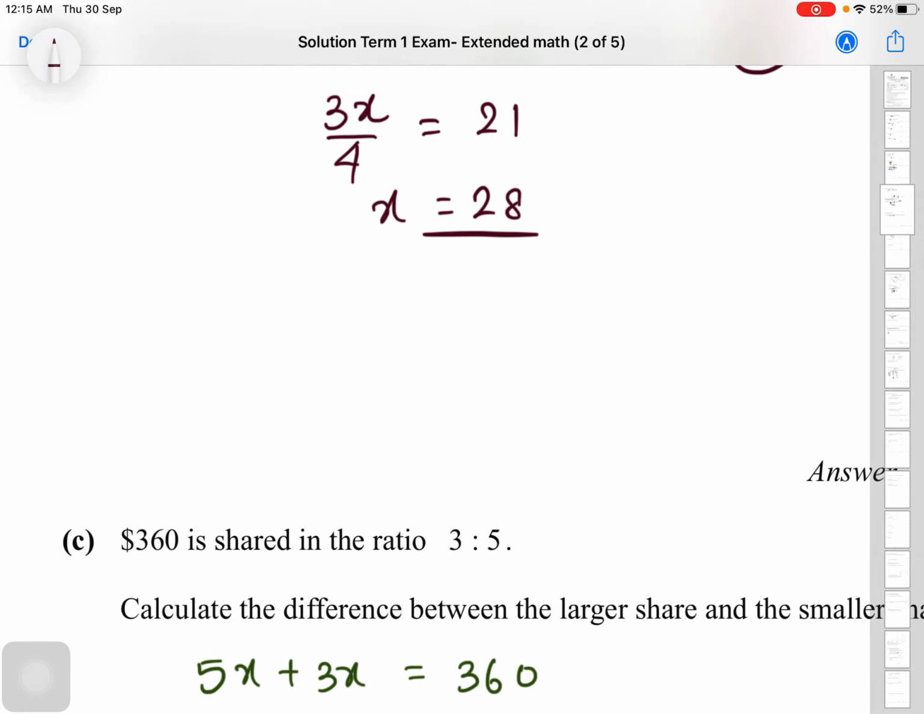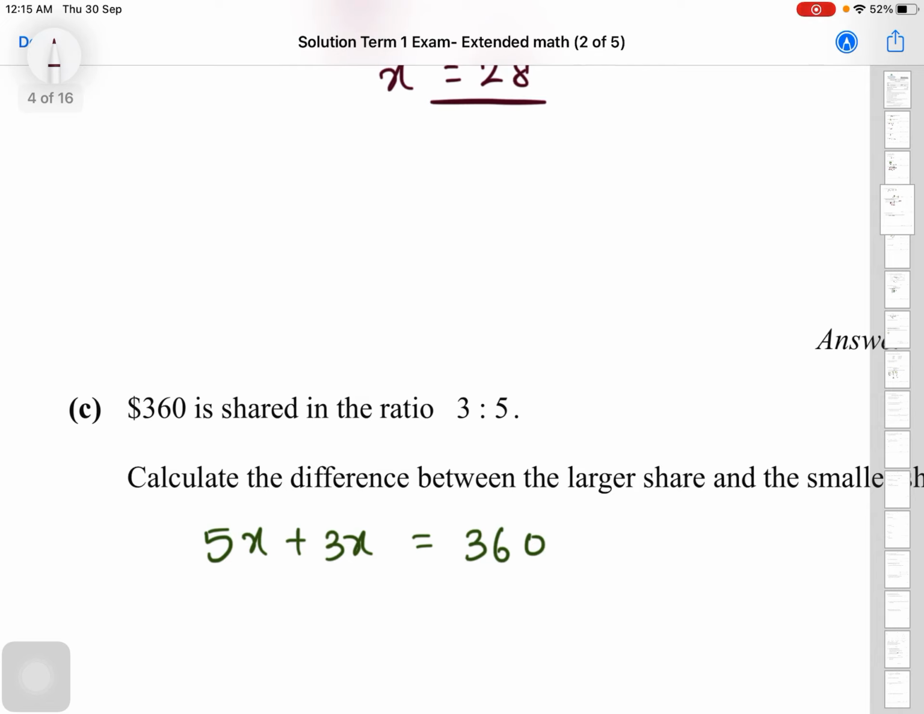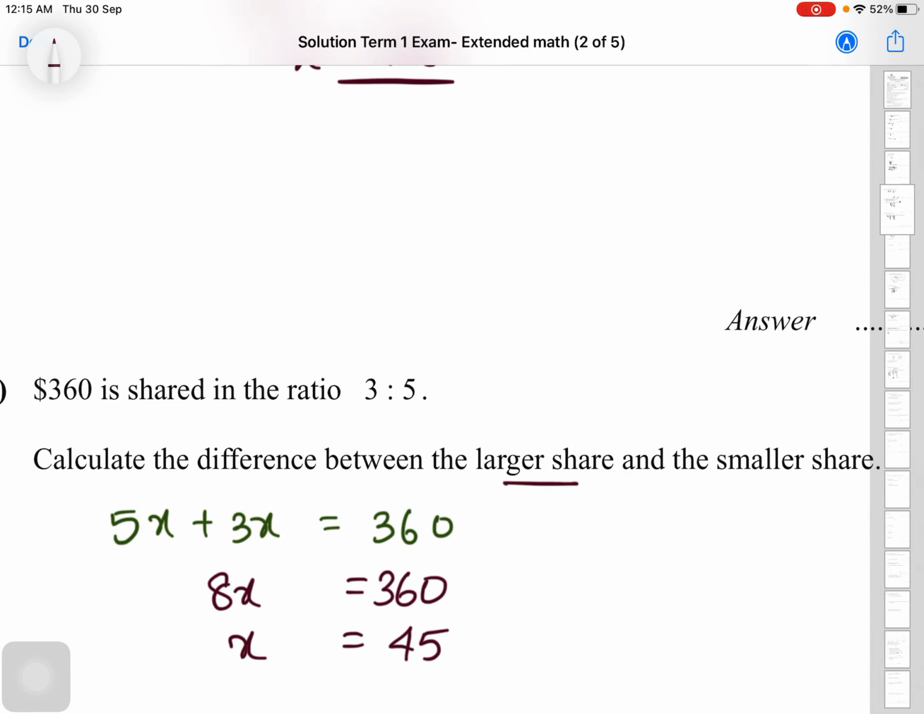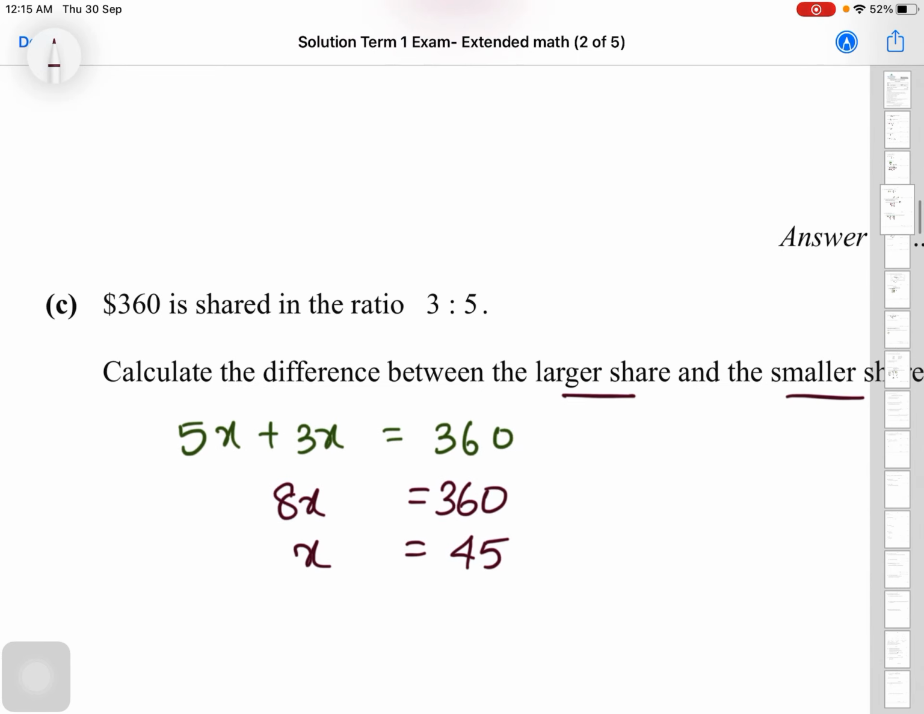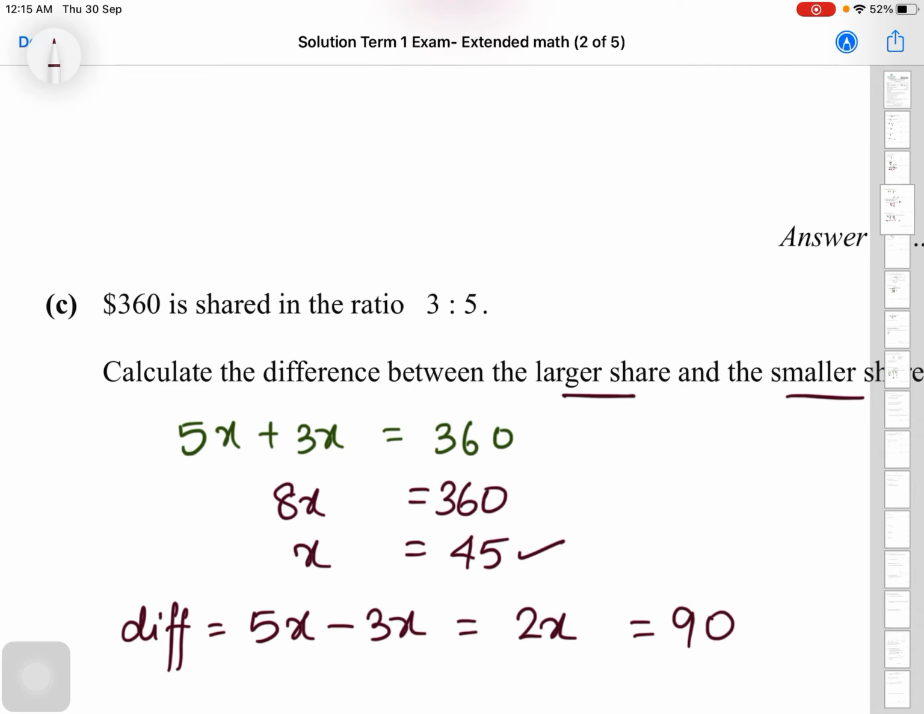$360 is shared in the ratio 3:5, which means 5x and 3x. When you add them, you will get 360, and 8x will become 360. X will be 360 by 8, that's 45. They are saying calculate the difference between the larger share and the smaller share. The larger share was 5x, smaller share was 3x. They are looking for the difference. Difference will be 2x. We know the value of x is 45, so 2x will be 90. So you can say $90 is the answer.